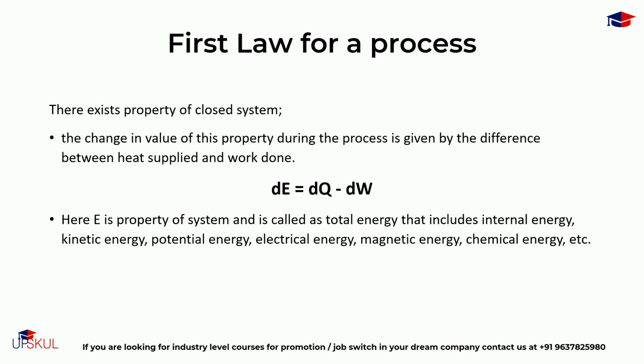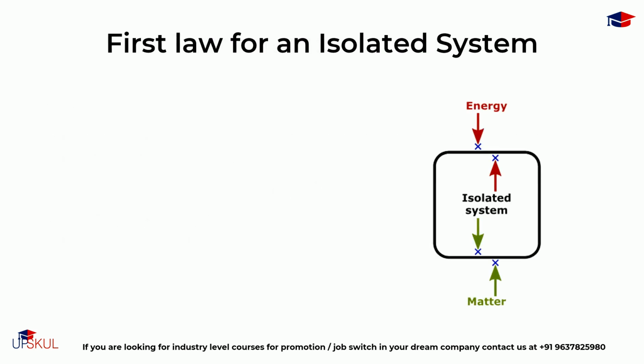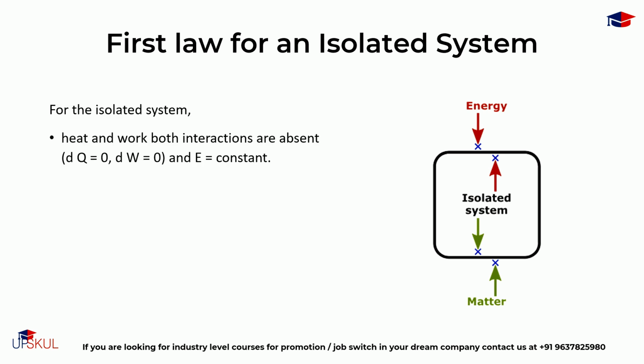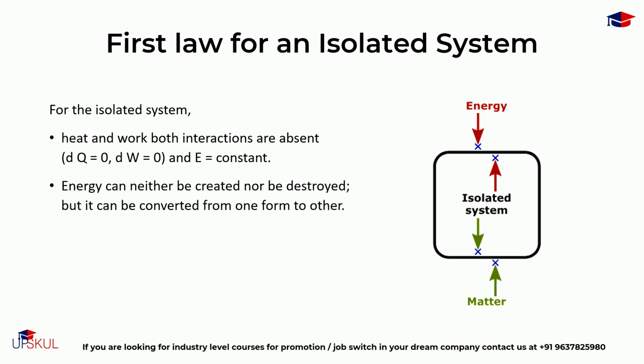all of them. Corollary 2 says for an isolated system, heat and work interactions are both absent. dQ is 0 and dW is also 0 and energy is constant. Because energy can neither be created nor be destroyed, but it can be converted from one form to another.